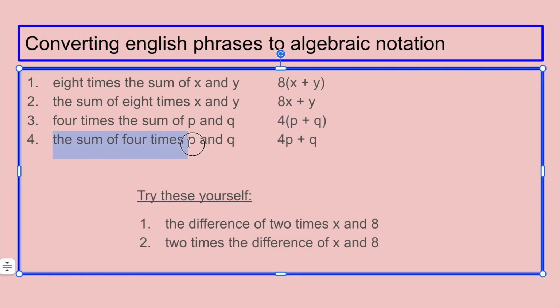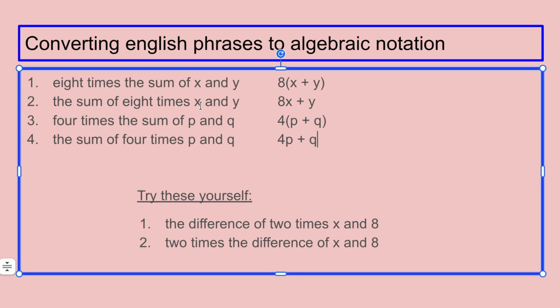I think this is also the same. The sum of 4 times p and q. This is exactly similar to the second problem, the sum of 8 times x and y. So first multiply 4 and p and then add it with q. That's how it means. Try out these yourself first.